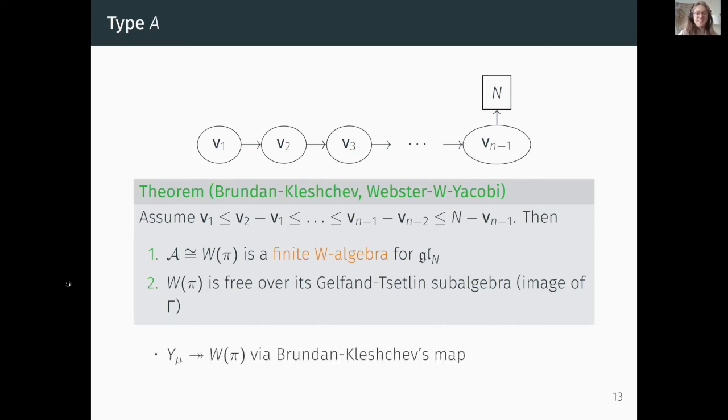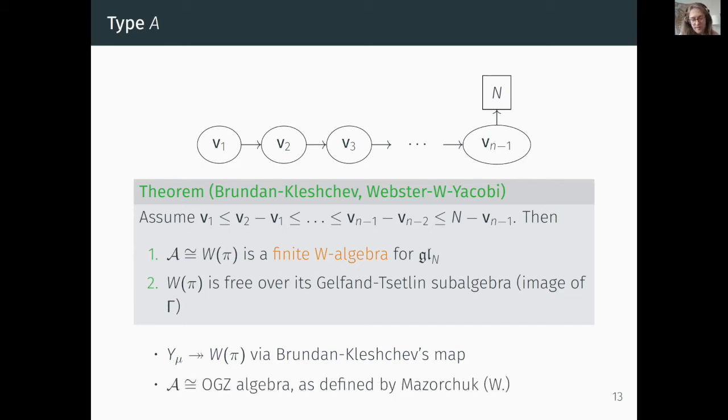So really here, this theorem is mostly Brundan and Kleshchev, of course. And the map from the Yangian to the W-algebra is exactly what Brundan and Kleshchev studied. So our work is mostly to reinterpret that in terms of Coulomb branches, you could say.